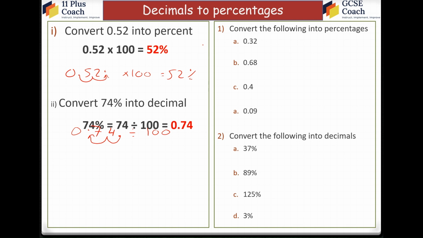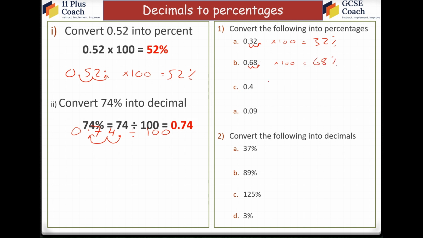Okay, the first question is going from decimals to percentages. So remember, you're simply timesing it by 100. In this case, you get the decimal point and move it two places to the right. That'll give me 32%. Hopefully you got that right. Same with the next question. You're timesing it by 100 because you're going from decimal to percentage. You move the decimal point two places to the right, and that was 68%.